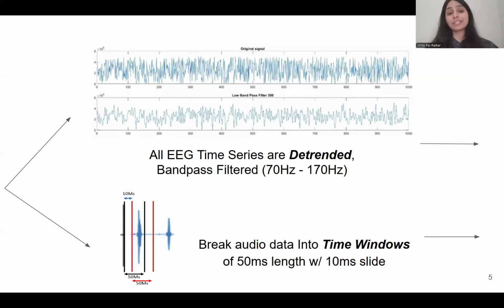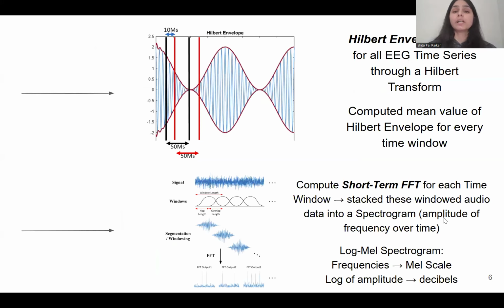So for the EEG data, the EEG time series data was detrended. It was passed through a bandpass filter for 70 Hz to 170 Hz, which is the peak frequency range for speech production. Think of this like tracking the volume of the brain activity over time. On the other hand, for the audio data, we broke it down into time windows of 50 millisecond length with a 10 millisecond slide. Further, with the EEG data, we converted it through a Hilbert envelope, which took the maximum amplitude. And with this Hilbert envelope, we computed the mean value for every window of 50 milliseconds.